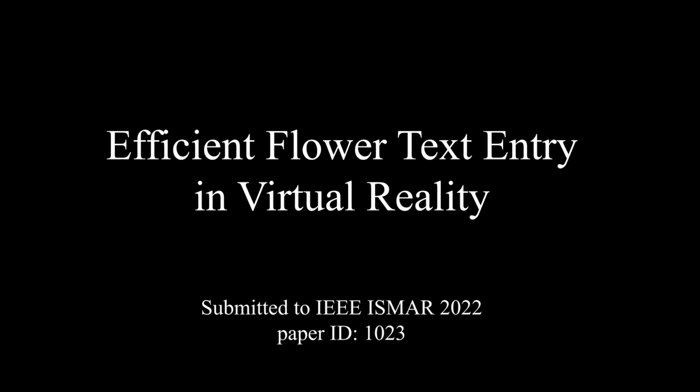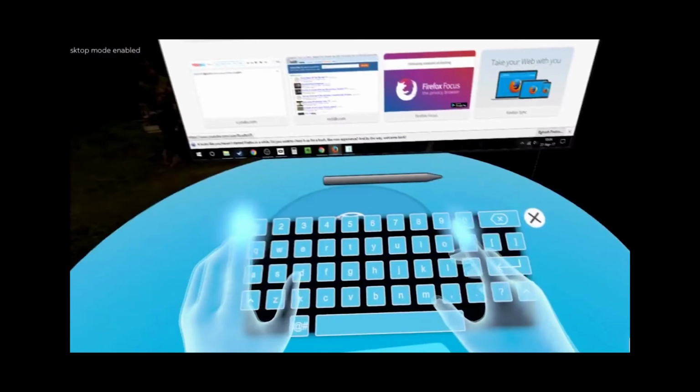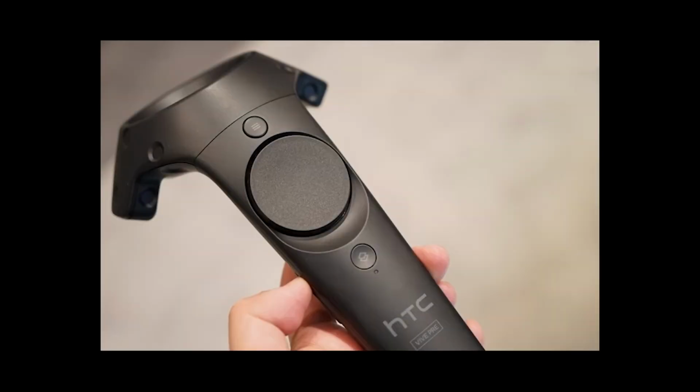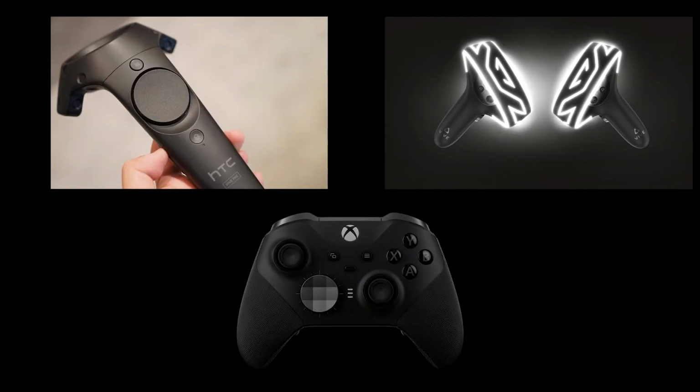Efficient flower text entry in virtual reality. Text entry is an important task for many virtual reality applications. There are some challenges for users to type the text when wearing VR HMDs. As the most common VR interaction device, the handle controller is a good candidate input device for text entry.